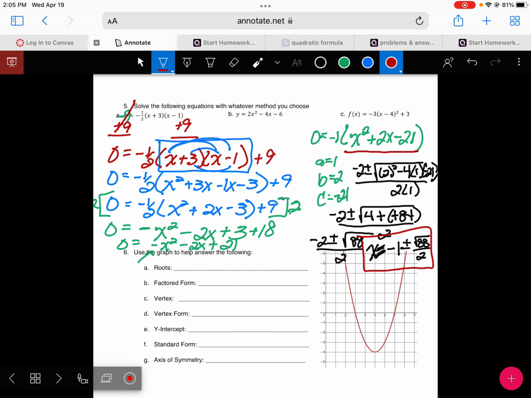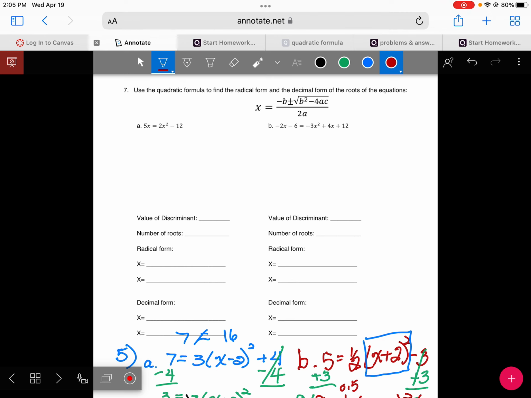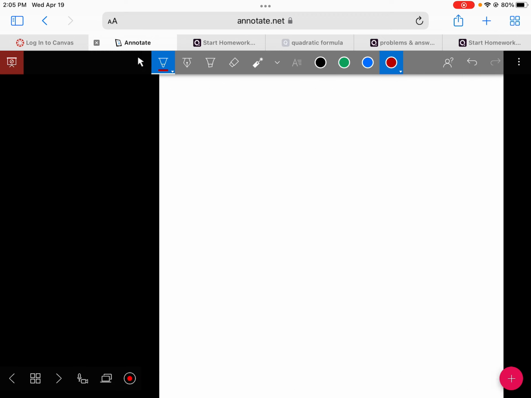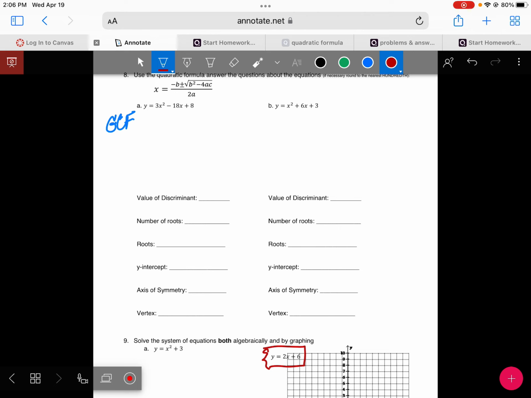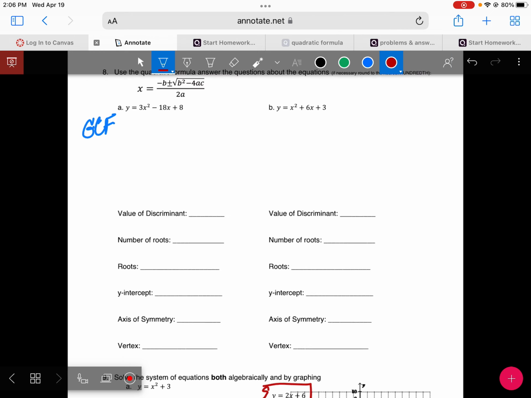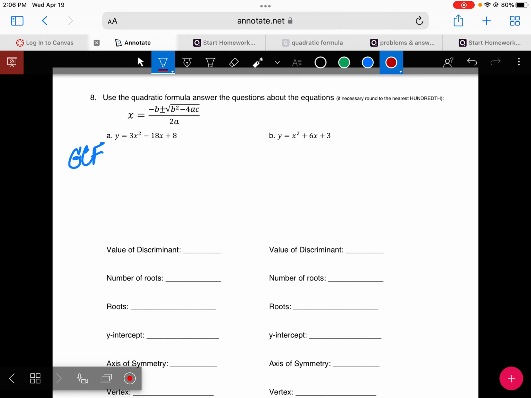Which one? Number 10. Number 10. Use a quadratic. Let's see. Is this the same one? Well, she changed the numbers, it looks like. Let me see if I have another one. Y equals 3x squared. This one is, okay. Okay, here we go. So it's my number 8. This is number 10 on yours.